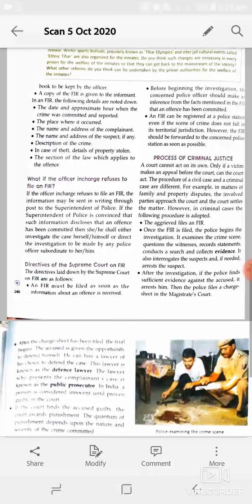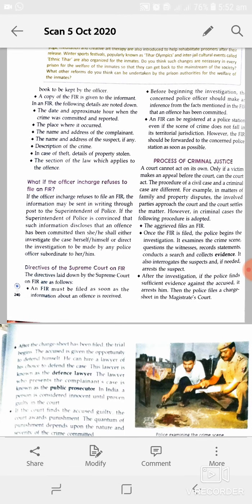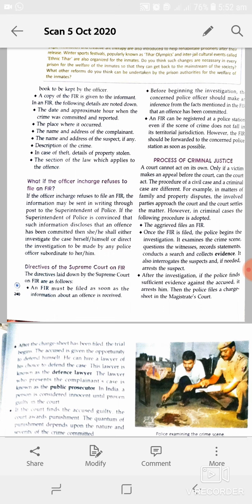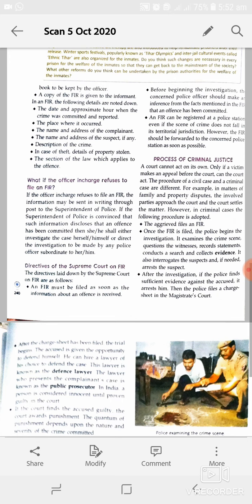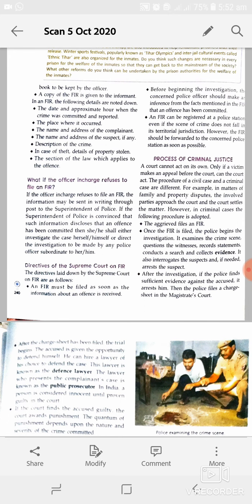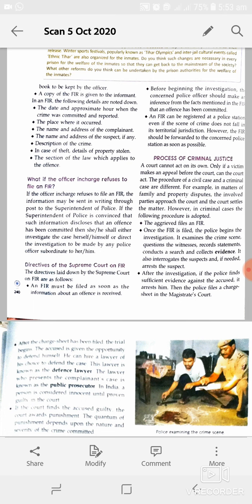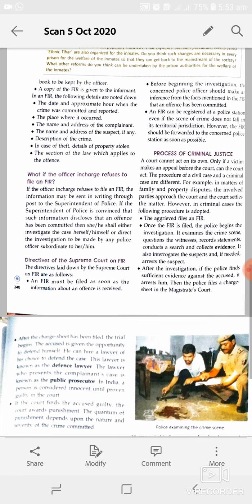What if the officer in charge refuses to file the FIR? What can we do? Then we can write down the FIR and post it to the Superintendent of Police. If the Superintendent of Police is convinced, then he or she orders the police to investigate.